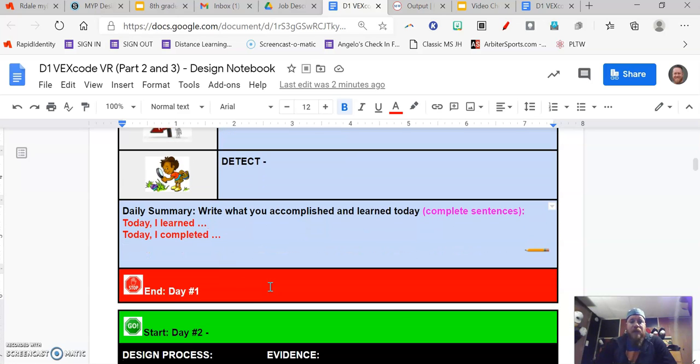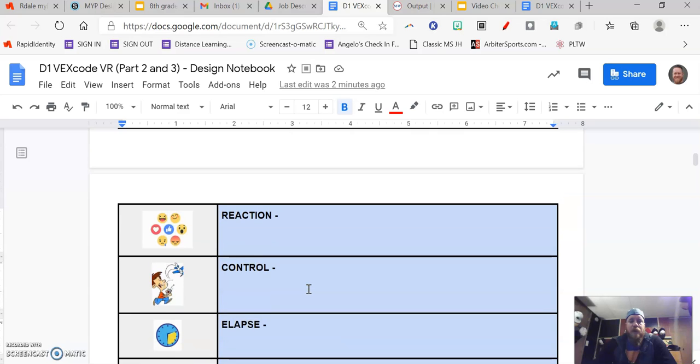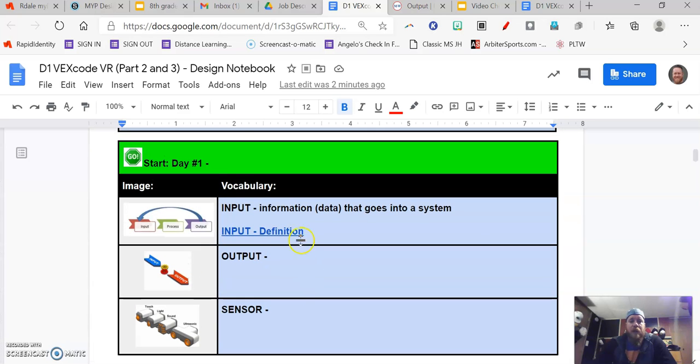And then you see the end of day 1. You see the red bar, so you can stop for today. Those are your activities for today. Please reach out to your teacher with any questions and finish day number 1, your vocabulary. Good luck.